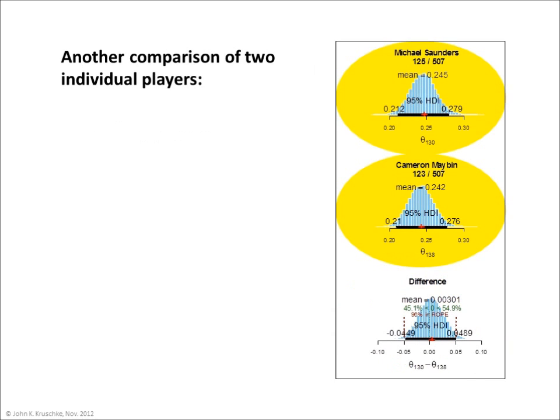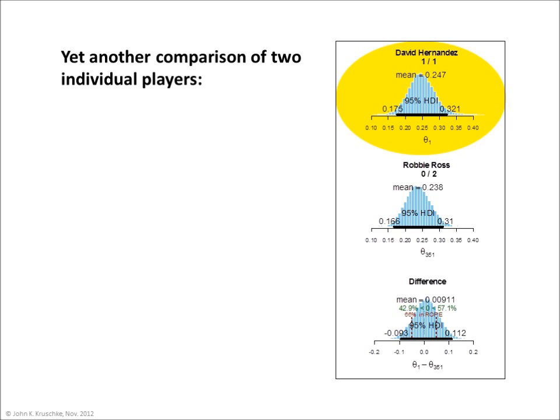Here are two players with very similar records. Michael Saunders got 125 hits out of 507 at-bats. Cameron Maben got 123 hits out of 507 at-bats. The posterior on the difference has mean essentially at 0, and its 95% HDI falls completely within a ROPE from negative 0.05 to positive 0.05, which represents a difference of only 5 hits in 100 at-bats. We declare that these two players have equal probabilities of getting a hit.